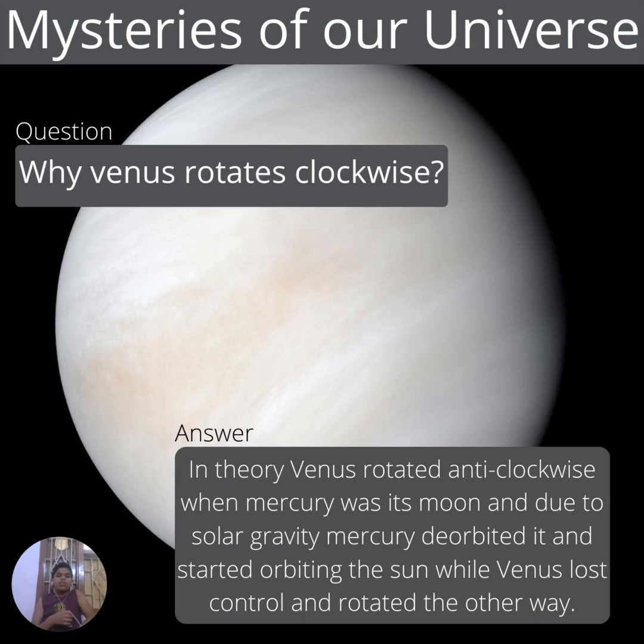Let's answer a question from the most mysterious and the most weird planet of our solar system, Venus. One of its mysteries is a theory that Mercury was once its only moon, and because of it Venus rotated anticlockwise. But because of Sun's strong gravity, which was very strong at that time, it pulled Mercury into its orbit, and then Venus started rotating the other way, but very slow.